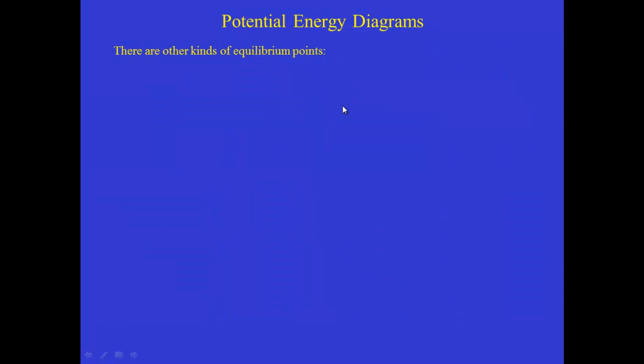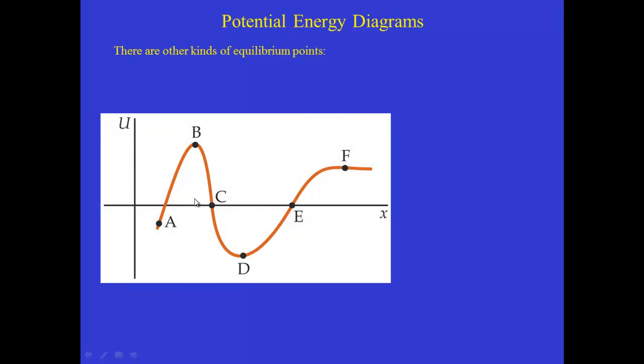However, there are other kinds of equilibrium points on potential energy diagrams. And so let's take a look at this one. We're not going to worry about where this curve comes from, but let's just imagine that there's an object that can move along the x direction, and it moves in such a way that it obeys this potential energy function. It's influenced by a force that has this as the potential energy function. And these points, A, B, C, D, E, and F, we can think a little bit about special points here, remembering, of course, that the force is minus the derivative, or minus the slope of the curve at each point.